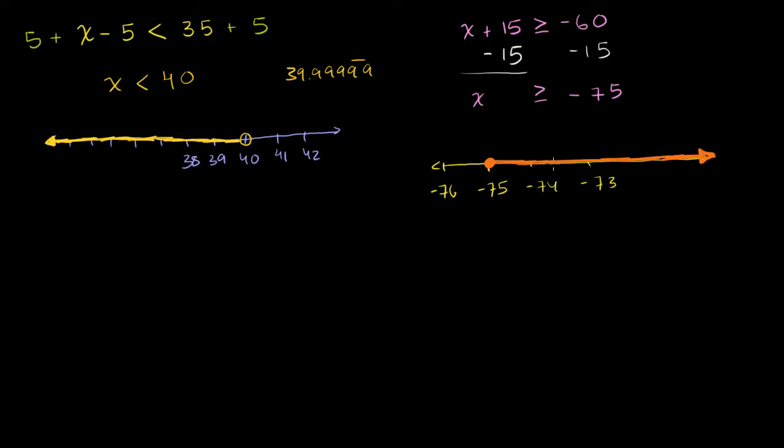And this obviously, we could keep going to the right. x could be a million, it could be a billion, it could be a googol, it could be an arbitrarily large number as long as it's greater than or equal to negative 75. Let's do a couple more.